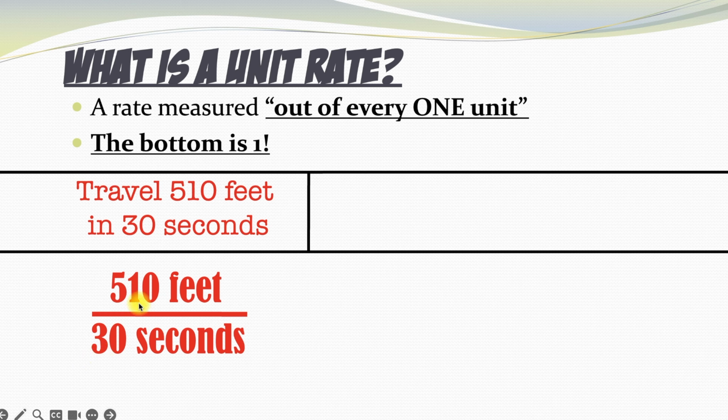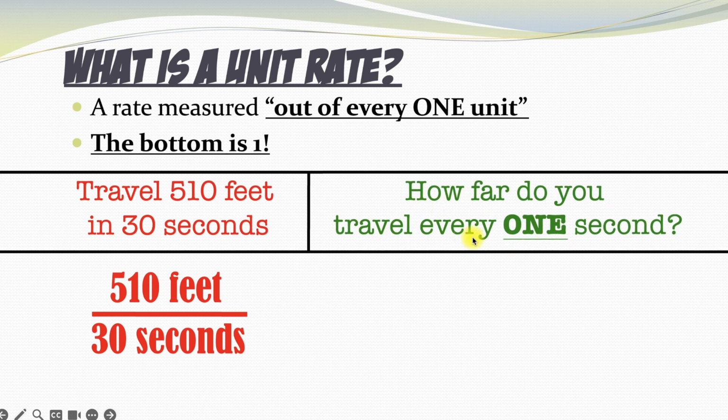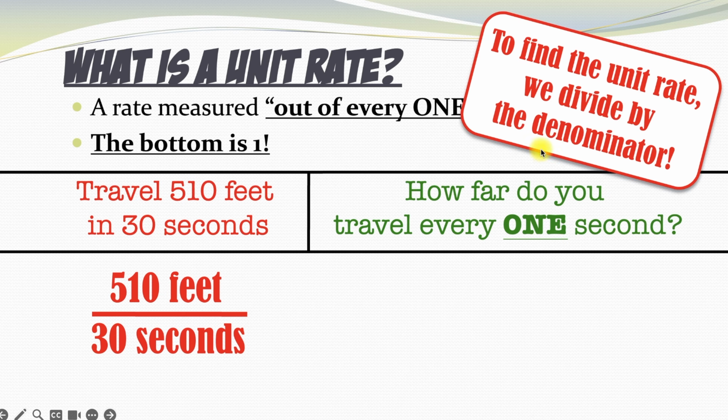We don't want to know how many feet are traveled in 30 seconds. What we want to know is how far do you travel in every 1 second. And in order to do that, we have to divide by whatever the denominator is. The denominator here is the bottom of our rate, which is 30 seconds.